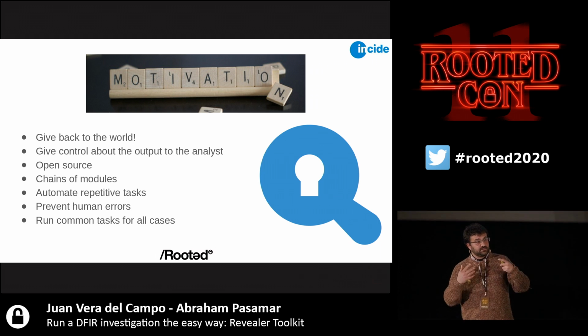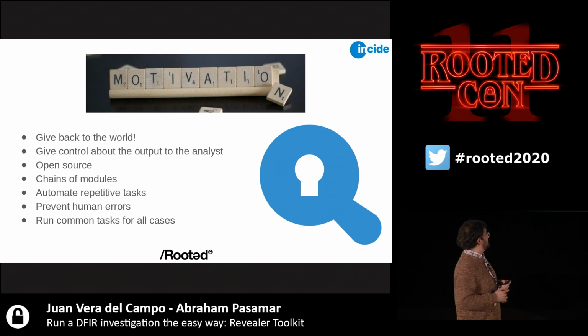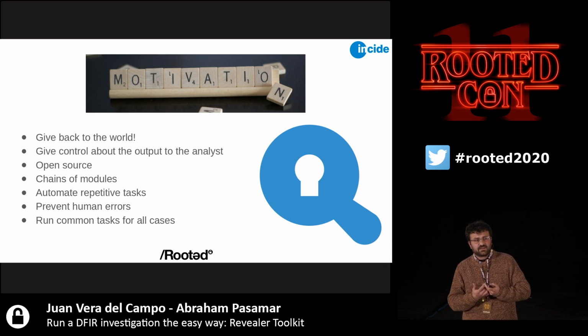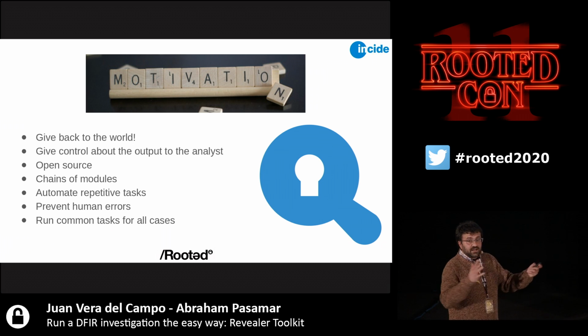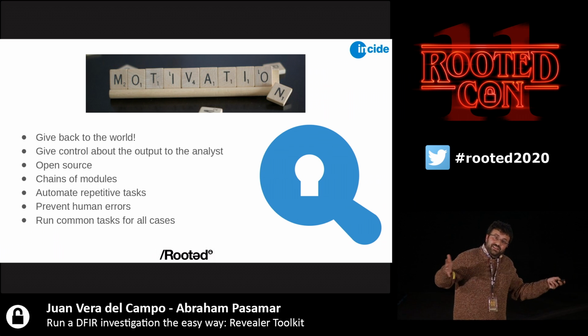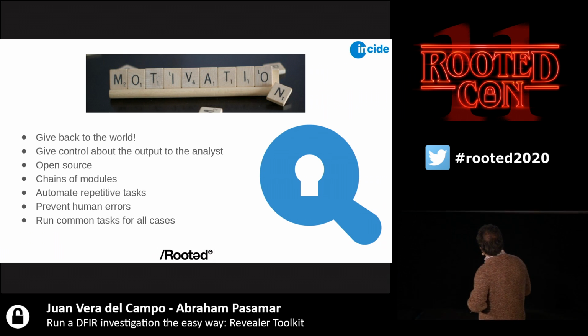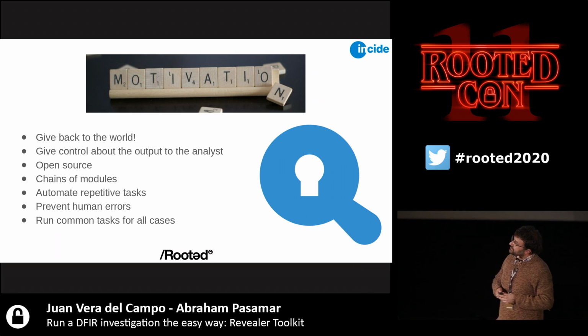Apart from that, we want to automate repetitive tasks. For example, if we start the same way, we always perform the research in the same way. And in order to prevent human mistakes, sometimes we make mistakes, we do not have the commands that should be applicable, or the ones that we have to use. And this way, we can minimize the bug probability. And last but not least, the execution of common tasks for all cases.